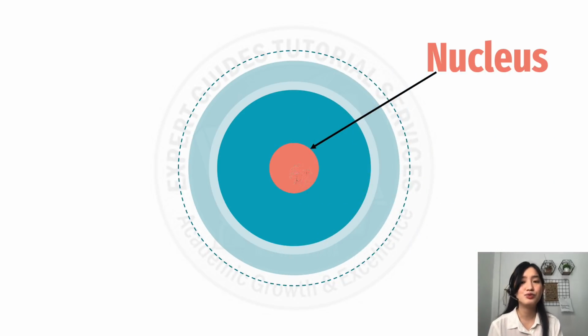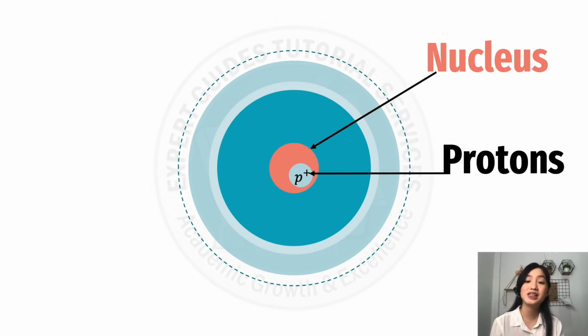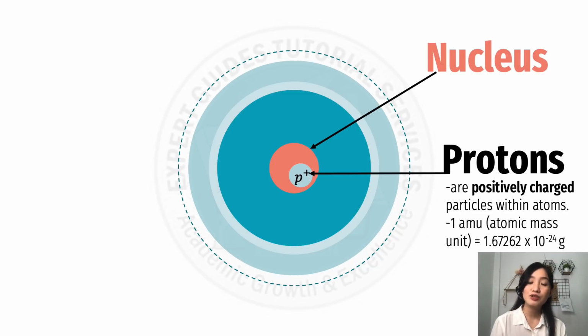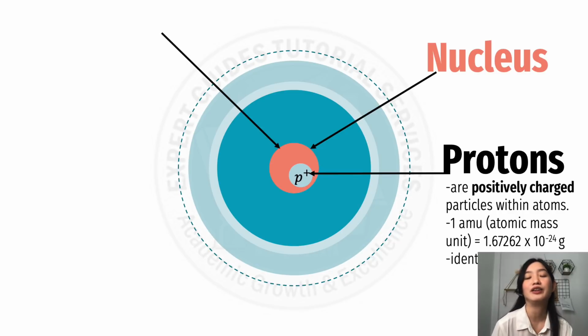Now, inside the nucleus, we have one subatomic particle, which is protons. And protons are tiny, dense region at the center of the atom, and they have a positive charge. They also have 1 AMU or atomic mass unit, which is equivalent to 1.67 times 10 raised to negative 24 grams. Together with neutrons, protons and neutrons, they make up virtually all of the mass of an atom. Now, protons are also important since they give the identity of an atom. We'll further discuss that later.